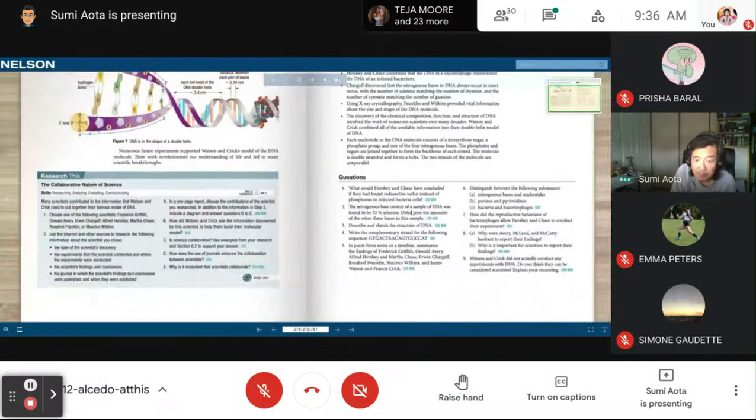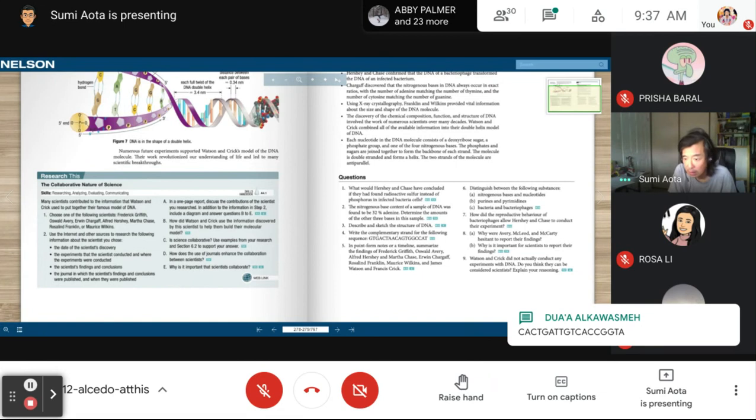Question 4. Write the complementary sequence for the following sequence. So G goes to C, T goes to A, G goes to C, A goes to T, G, A, T, T, G, T, C, A, C, C, G, G, T, A. If you need me to repeat that, let me know and I'll go through it a little more slowly. Yeah, that looks right.